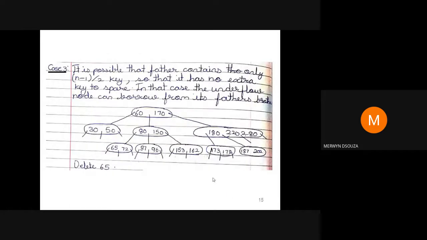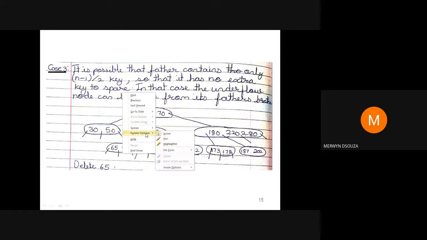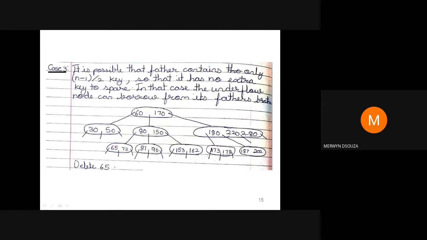So the third case is a combination of case 1 and case 2. I think you all have understood it. Can you try? It's a combination of case 1 and case 2. You try first, and if you can't do it, then I'll show you anyway in the next slide. We are deleting 65.